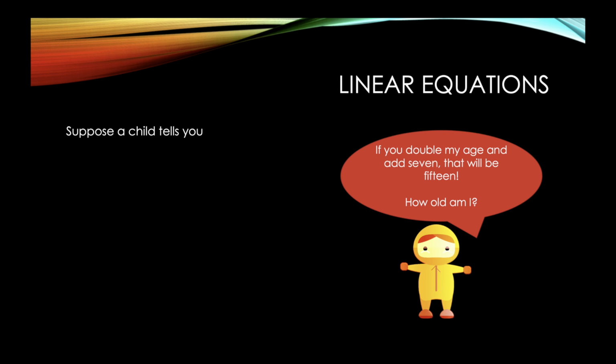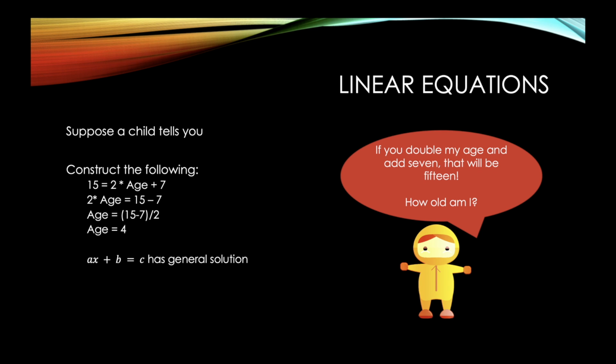Well, you might think in your head already, that's quite a simple problem. You do 15 take away 7, and then you'll halve it. And you will arrive at the child's age, which will be 4. If we construct it mathematically, it looks like this. And then in your head, you have mentally rearranged this to arrive at that answer. It's pretty simple, right? So if you look at it, a linear equation of the form ax plus b is equal to c actually has a general solution in the form of x is c minus b divided by a.